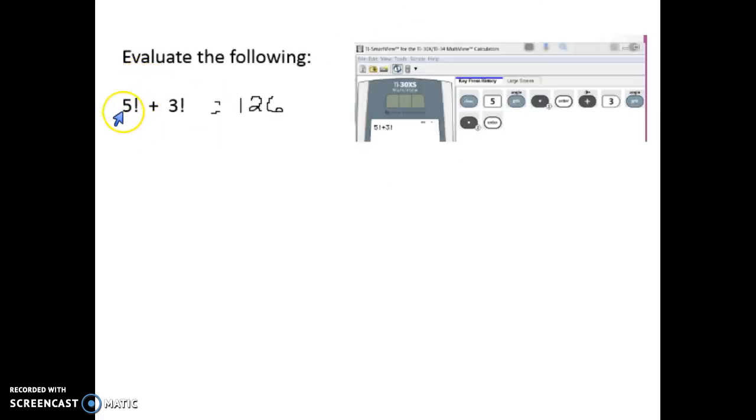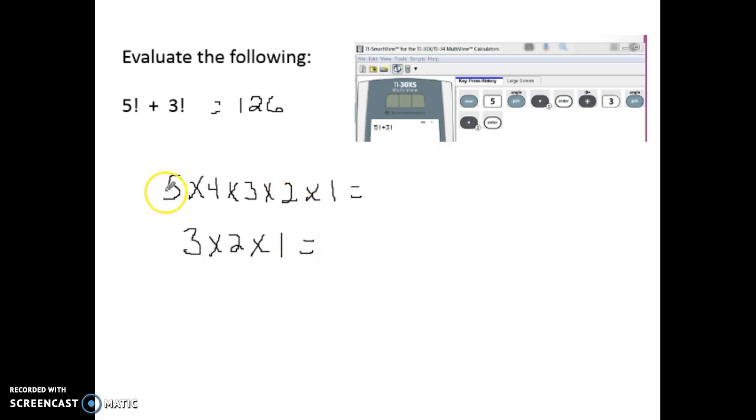The last one is also dealing with factorials. Here we want to add 5 factorial plus 3 factorial. To do this without the factorial button, you would say 5 times 4 times 3 times 2 times 1 equals, and then 3 times 2 times 1 equals. If we put that in our calculator, we would get 120. 3 times 2 is 6, and we add those together to get 126.